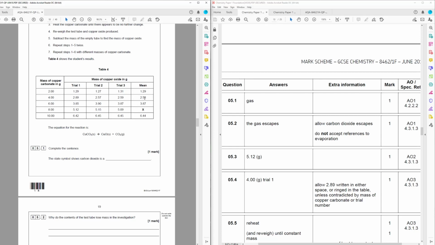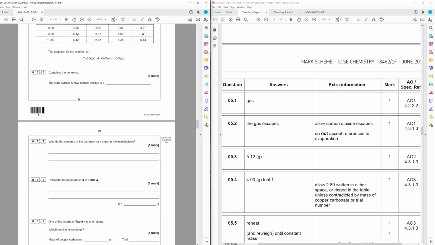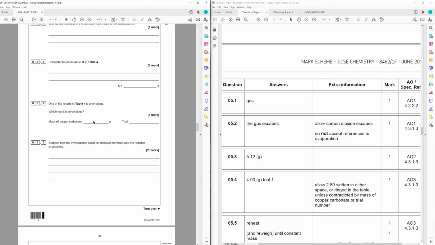And that mean there has been calculated by just using trial 2 and trial 3 and not including trial 1. Trial 1 there for the 4 grams is the wrong answer. Is the anomalous answer. So it'd be at 4 grams for trial 1.